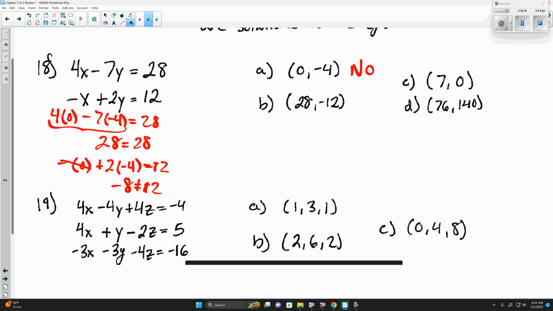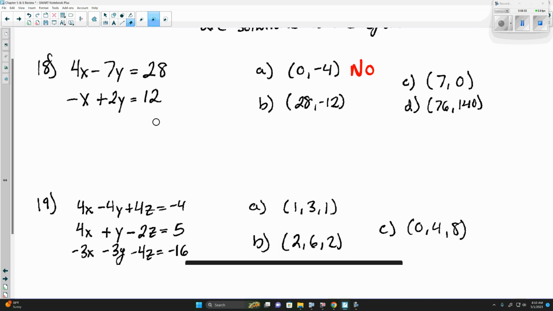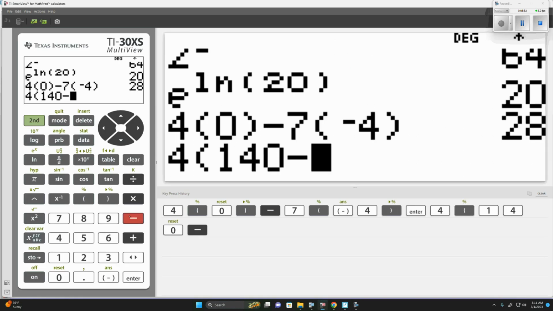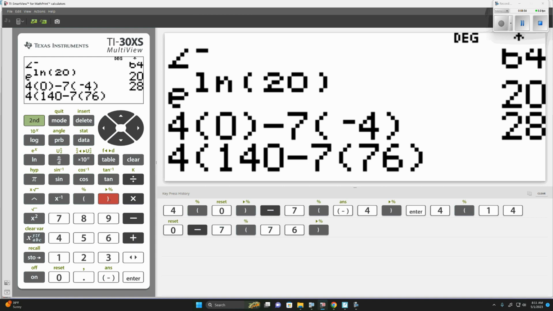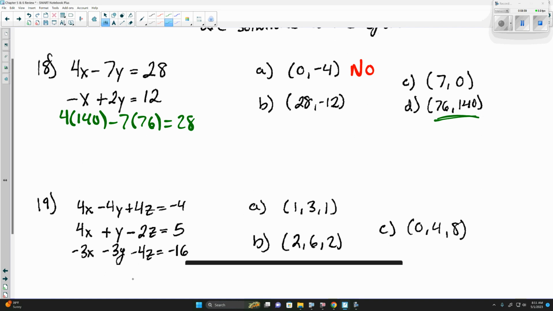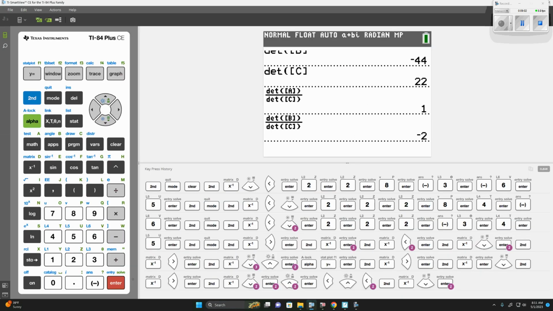Now 18, it ended up being that none of A, B, C, and D, none of the 4 points worked. And that's mainly because of a typo for this one here. Because if we actually had flipped it and said 4 times 140 minus 7 times 76 is equal to 28. 4 times 140 minus 7 times 76. Make sure.